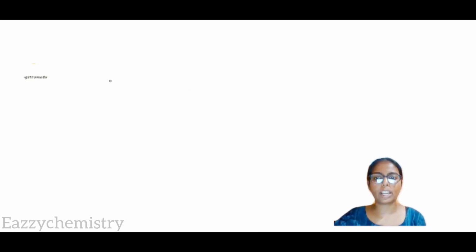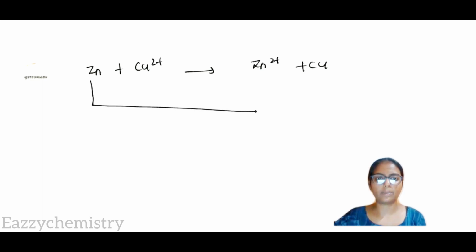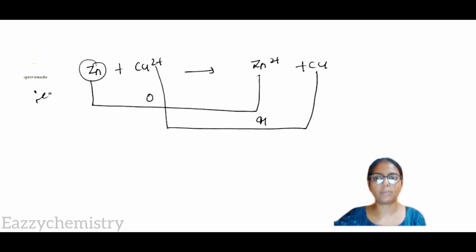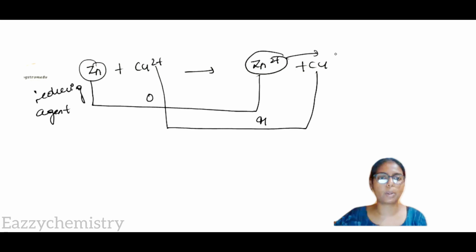If you write the overall reaction of zinc and copper, it would be like this: zinc reacts with Cu2+ to produce Zn2+ and Cu. Here zinc undergoes oxidation and copper undergoes reduction. So zinc acts as a reducing agent, and the product obtained here is the oxidized product.